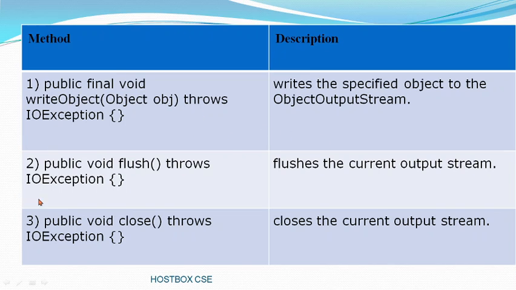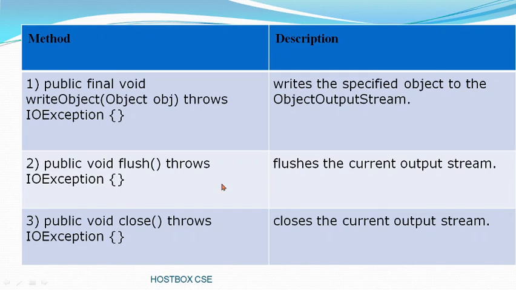Then some of the methods and descriptions related to serialization and deserialization. Once you understand these, you can understand all the program statements easily. First one: public final void writeObject(Object obj) throws IOException. This writes the specified object to the ObjectOutputStream. It may be a text file or some other format file, whatever.